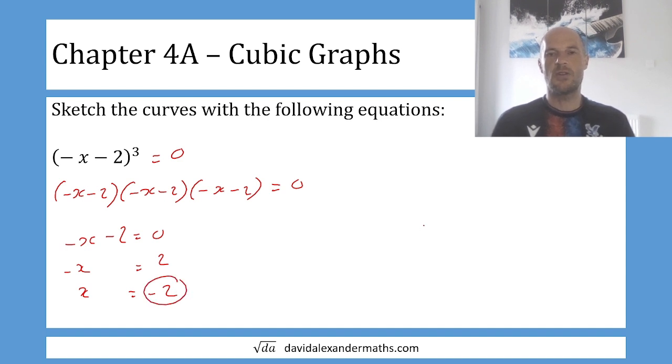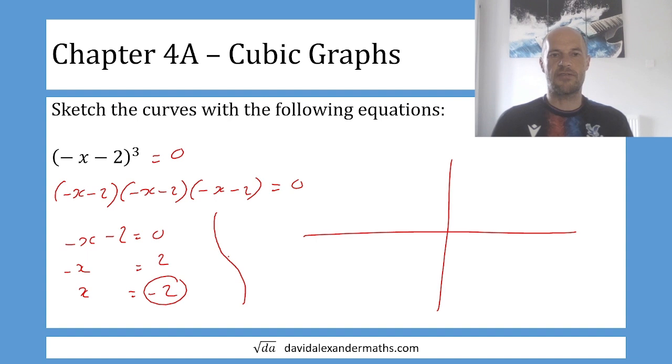So negative 2 is the only root we have, and when a cubic only has one root, then that means it's just cutting through there. It's not going down, then up, then down again. Well, it just means we've just got the one root at -2.